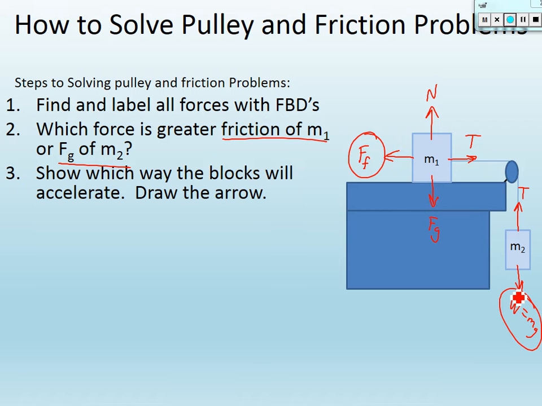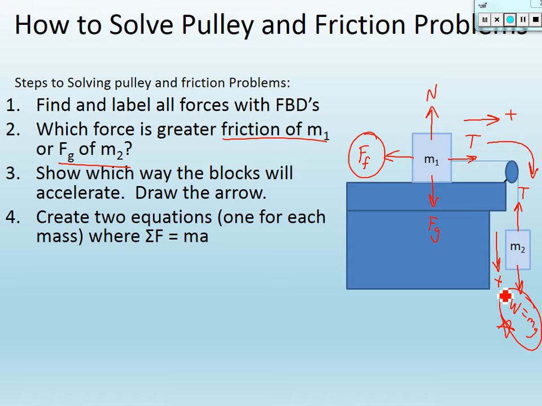Show which way the blocks will move. So let's just say this was greater. Okay? So I want you to draw in the arrow. That means on this M1, when we go to the right, it's positive. But on M2, when we go down, it would be positive. Okay? So keep your sign notation straight.